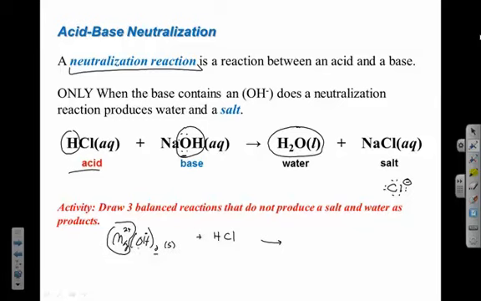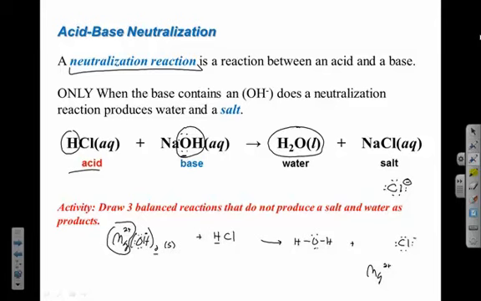So when that OH minus uses one of its 3 lone pairs to share with an H plus, I get water. And I will have a Cl minus left. And I will have an Mg2 plus left. But I also want to balance it. How do I balance that reaction? What do I need to do?